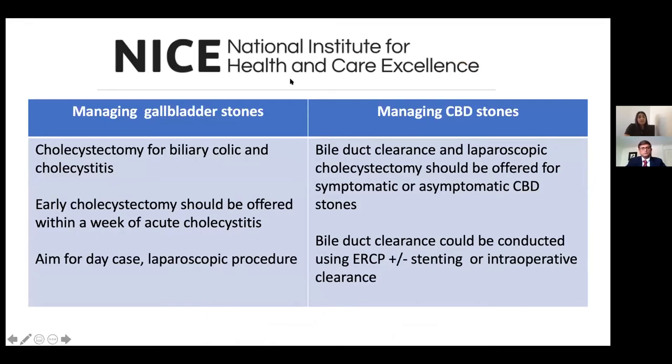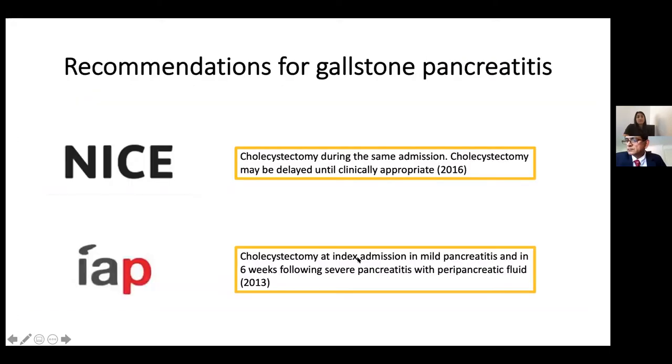And the NICE guidance, which was published in 2014, suggests that patients with biliary colic and cholecystitis should have cholecystectomy, but those with acute cholecystitis should be offered an early cholecystectomy, usually as a day case, and if appropriate, a laparoscopic procedure. Now, CBD stones, they're quite common. Bile duct clearance and laparoscopic cholecystectomy essentially should be offered for any patient with a CBD stone, whether or not they're symptomatic. And bile duct clearance could be offered as an ERCP, or if you have the appropriate skills, then you could offer an intraoperative clearance.